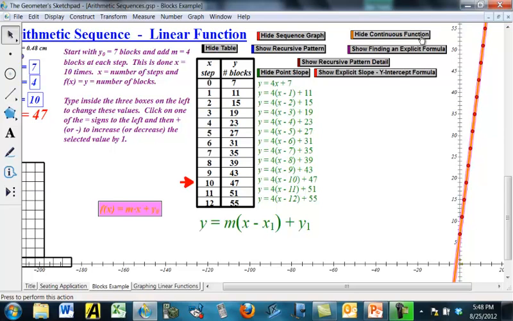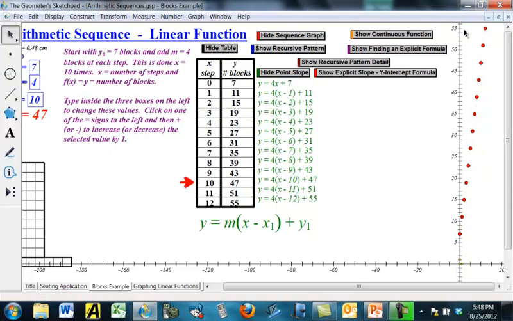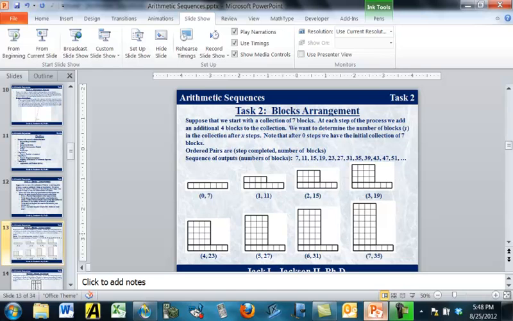Now in this particular case, it doesn't make sense to connect the dots because we're talking about blocks. So this is truly an arithmetic sequence rather than a continuous linear function. But in our next section, we're going to talk about extending the domain so that we talk about functions of this type whose domain is all reals. And for certain types of data, that makes sense.